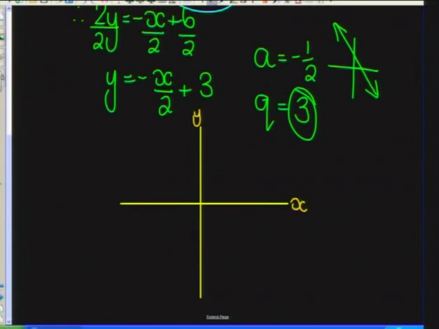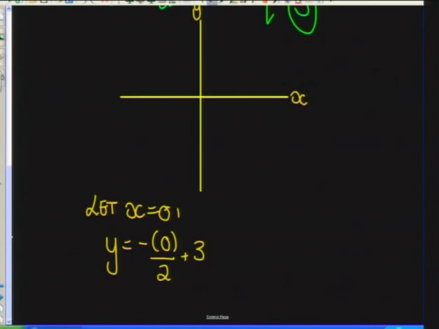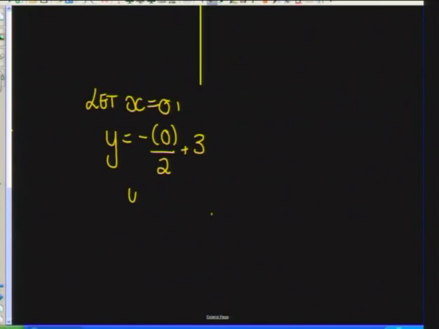So I've got my x and my y-axis. Let's do the working out at the bottom here. If I let x equal 0, remember that's working out your y-intercept. So I would say y is equal to negative 0 over 2 plus 3. And in fact, that gives us something we already knew. We knew the y-intercept was 3.